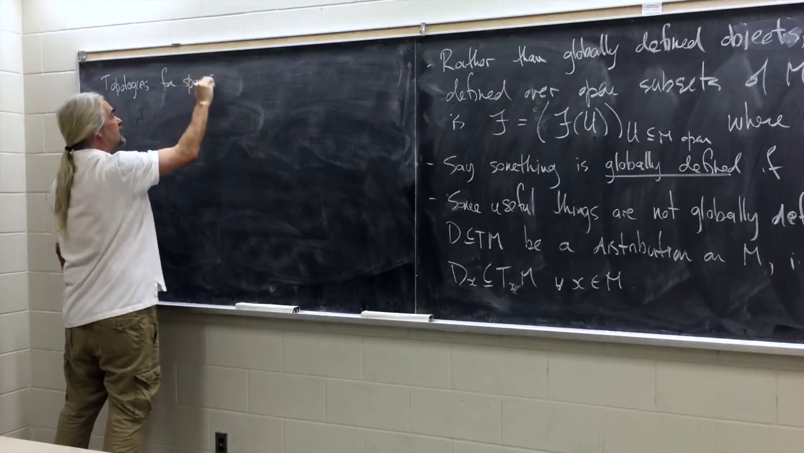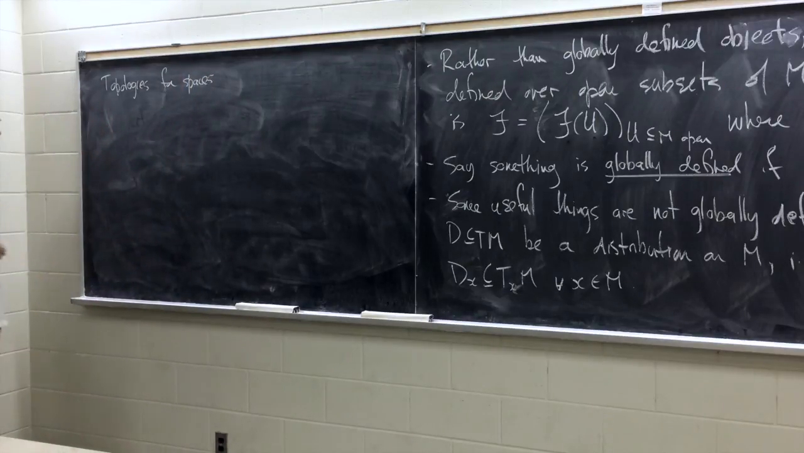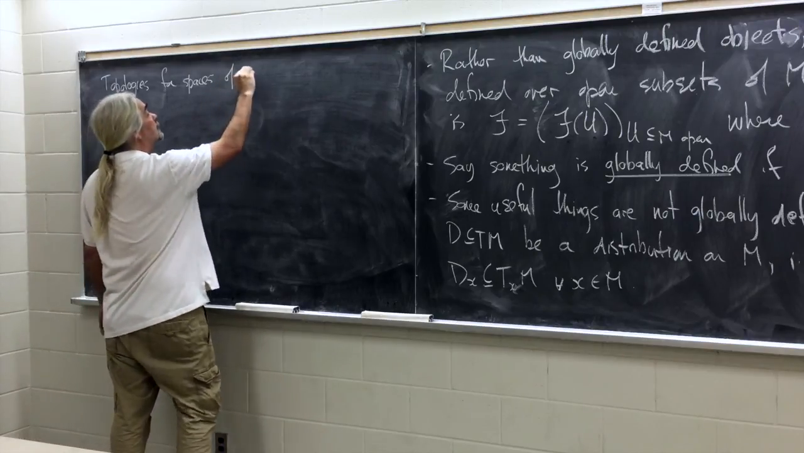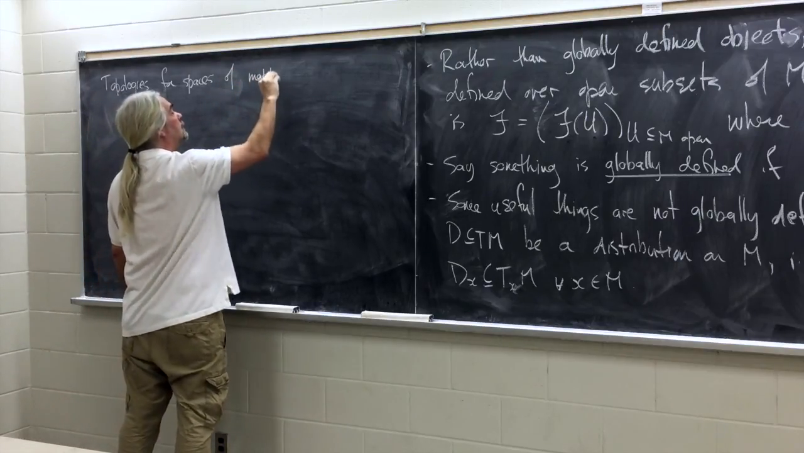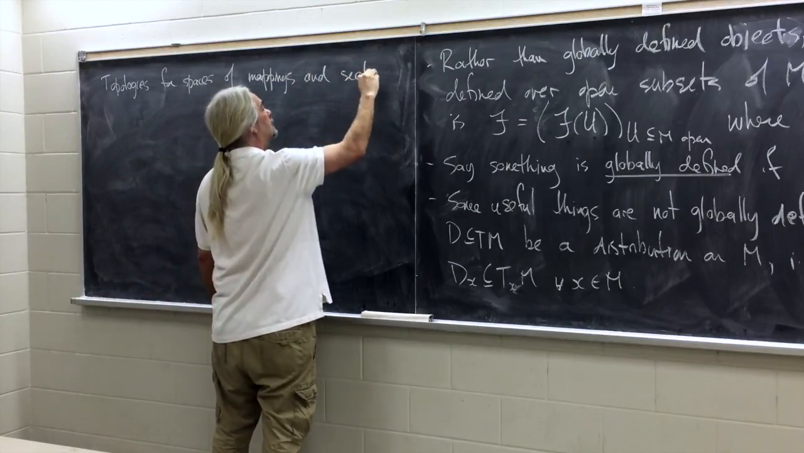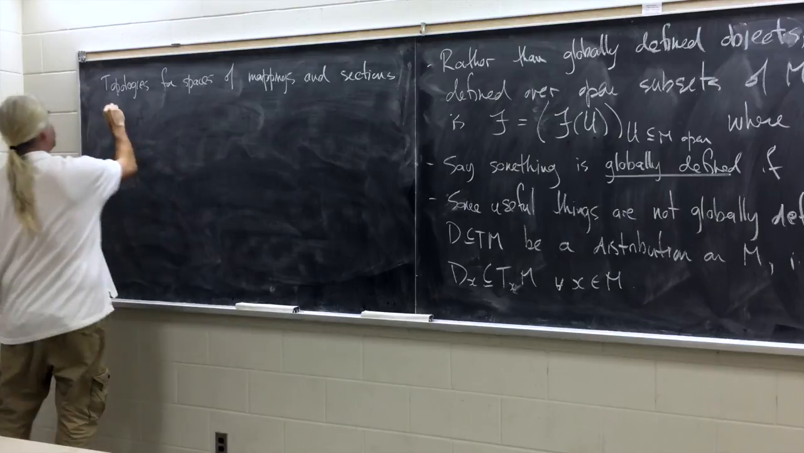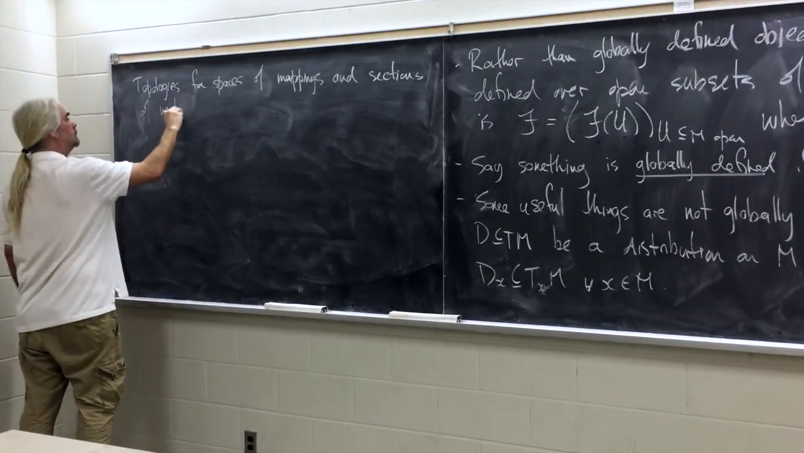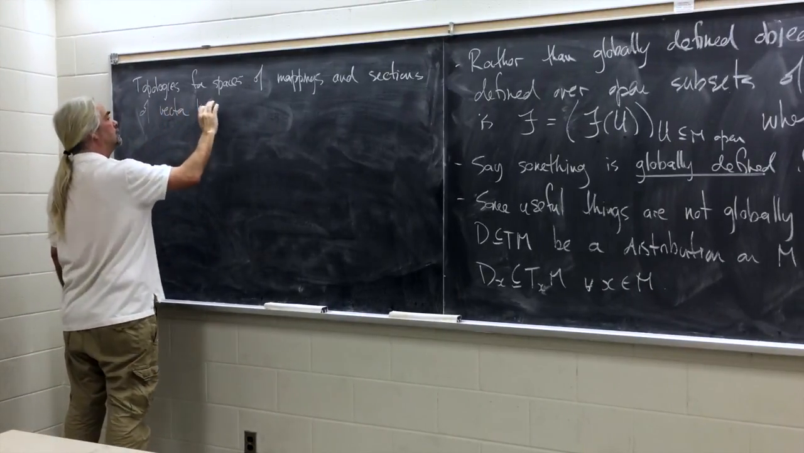And we're going to be topologizing not just spaces of vector fields, we're going to be topologizing spaces of mappings between manifolds, vector fields, in fact sections of vector bundles, which include, as special cases, vector fields and functions. Okay? And this is going to take a while.